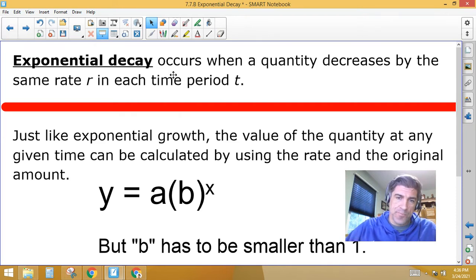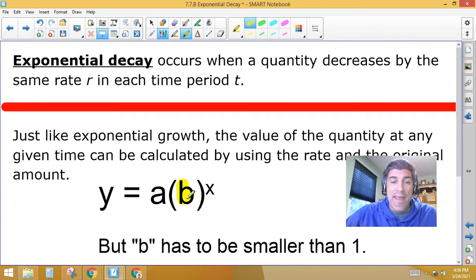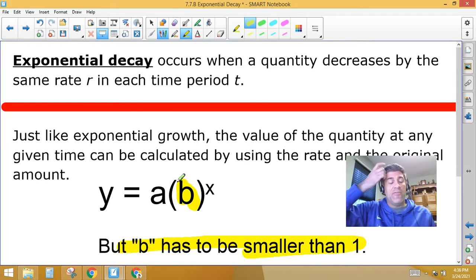So just like growth, the value of the quantity can be calculated using our original exponential formula, but since it's decay, our b has to be smaller than 1. All right, so if inside the parentheses, sorry, I had a brain fart there, this number is less than 1, it will be decay. For growth, it was bigger than 1. Decay will be smaller than 1. It cannot be 1, as we learned a couple lessons ago, because that would just make it linear.